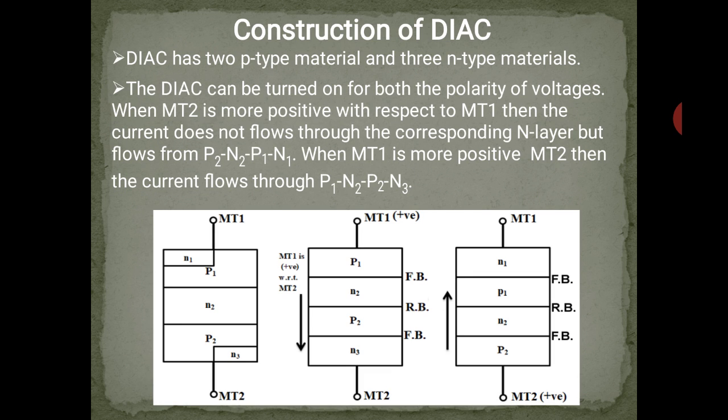DIAC has two p-type materials and three n-type materials. DIAC can be turned on for both polarities of voltage. When MT2 is positive with respect to MT1, then current does not flow through the corresponding n layers but flows through P2, N2, P1, N1. When MT1 is positive with respect to MT2, then current flows through P1, N2, P2, N3.